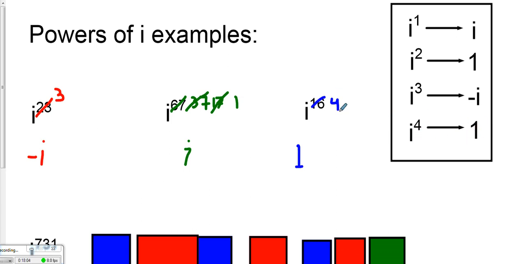However, this 16 could be simplified even more. 16 is a multiple of 4. So what if I took away 16, leaving i to the 0? Remember, anything to the 0th power is always 1. So even if we took away exactly this 16, we would still come out to this 1. It would be the same thing. So that'll help us with our powers of i.